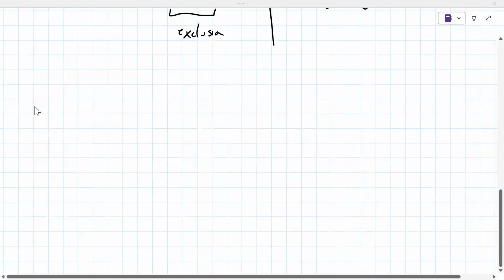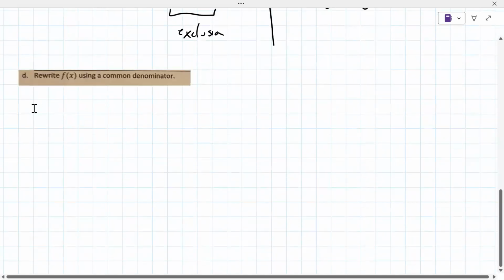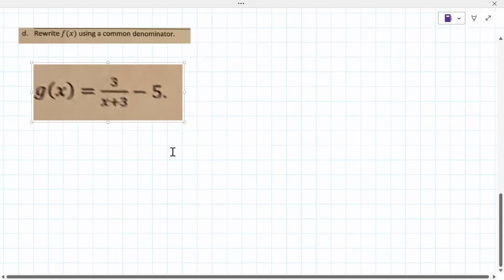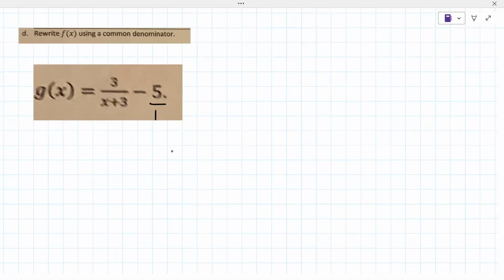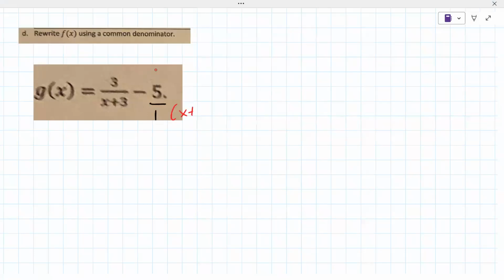Part D, this is the big one. This is the one where I'm pretty sure both of us have worked on this. To make it a common denominator, you have to treat this 5 as 5 over 1, and then you have to multiply the top and the bottom by x plus 3. So what I'd like each of you to do is to try to do this on your own and let me know when you're done, and then I'll work this out as well for you guys. The goal is to get it as something over x plus 3.